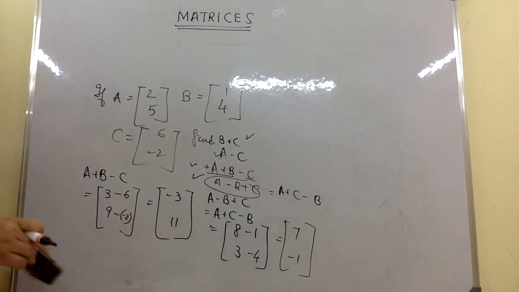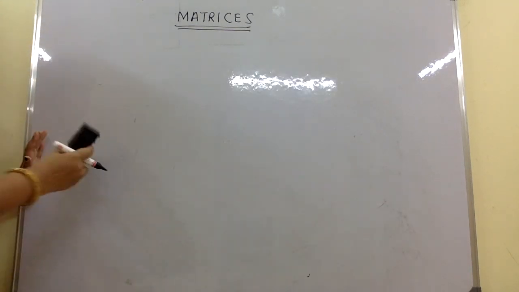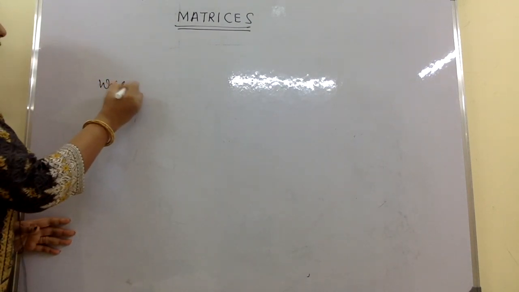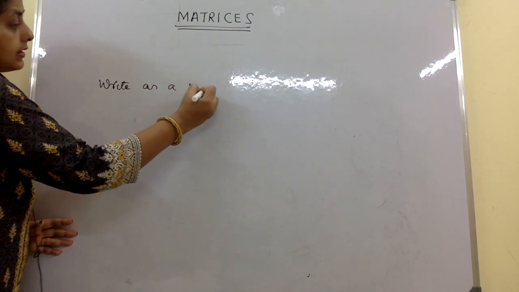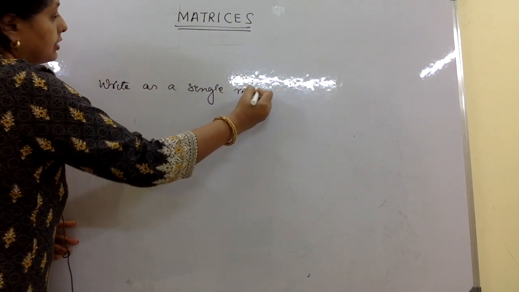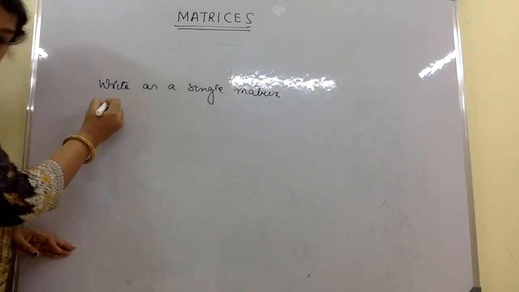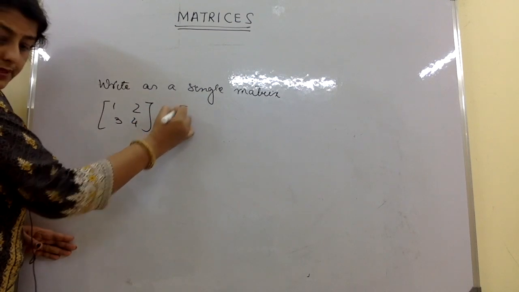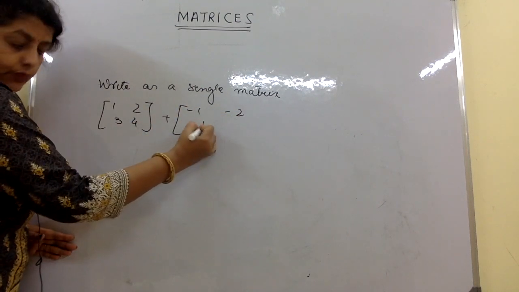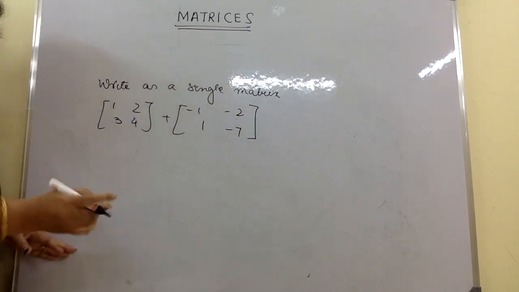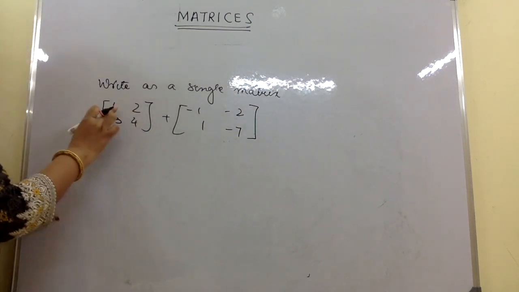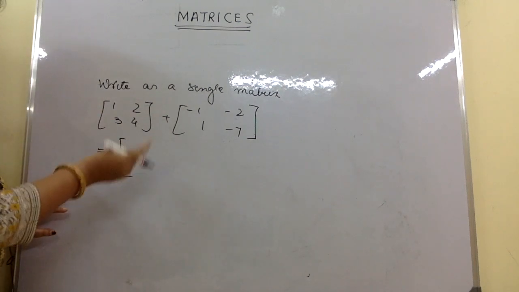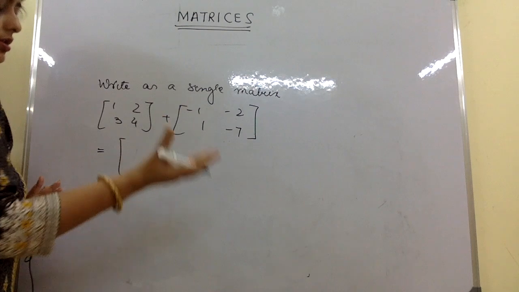Okay, so let us come to the next question, which is, they ask a question like this: write as a single matrix. What is write as a single matrix? That means they have given you 2 matrices, 1, 2, 3 and 4, plus minus 1, minus 2, 1 and minus 7, and then you have to write as a single matrix. So here 1 and minus 1. This is simple addition. Only thing is you need to understand the question, that's all. If it is subtraction, go ahead and subtract.